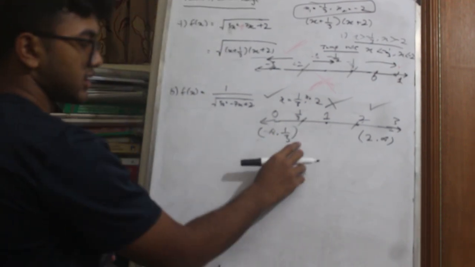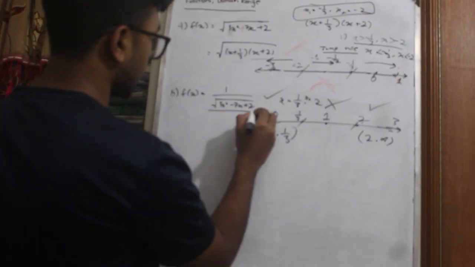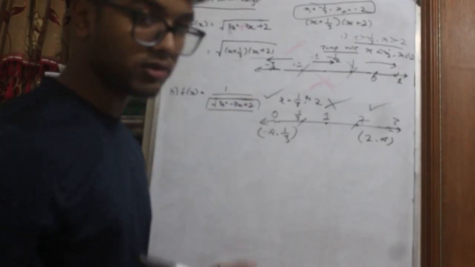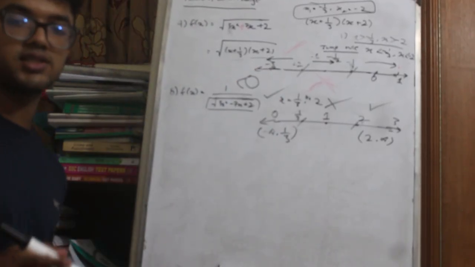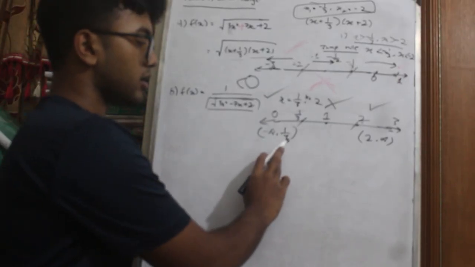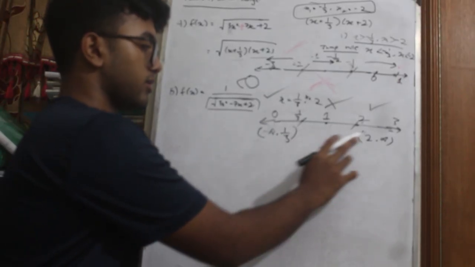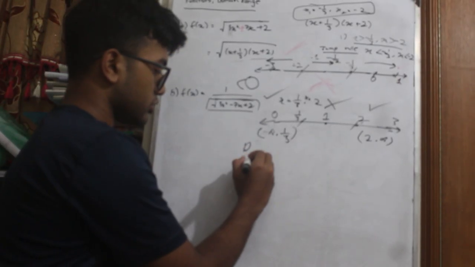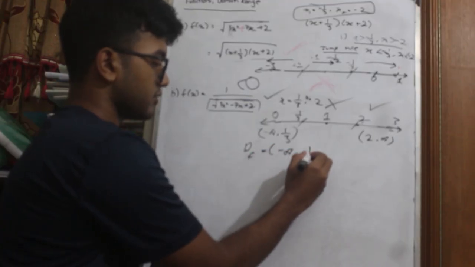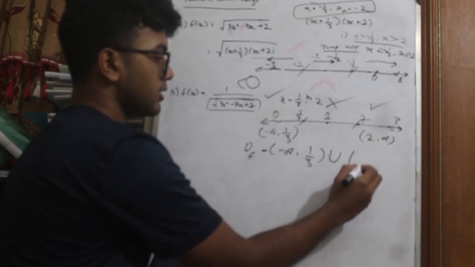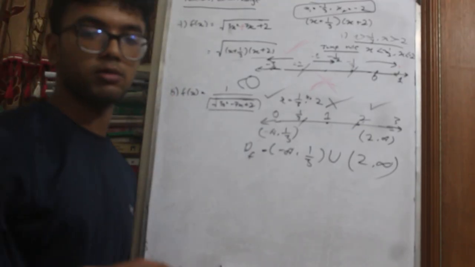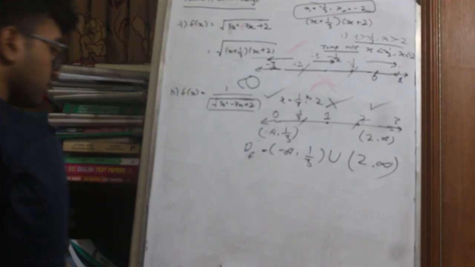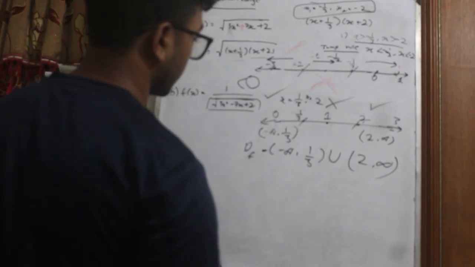Here, why is it not a closed bracket? Because this is in the denominator, it cannot be equal to 0. It can only be greater than 0. So since it is not equal, it cannot include these numbers, 1/3 and 2. So the domain for this is minus infinity to 1/3 union 2 to infinity. That's basically the jump rule. I probably explained it with a lot of fluff, but that's the basic premise of it.